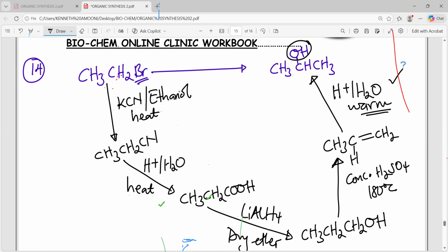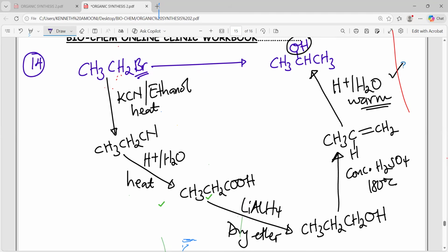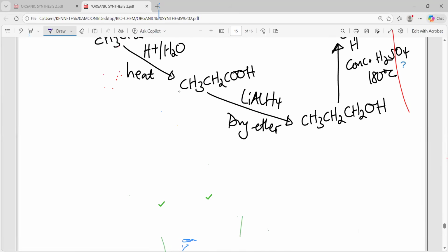So we are remaining with 2 more numbers to go. By exactly 10:30, we are stopping the lesson. That is number 14. So we look at number 15.